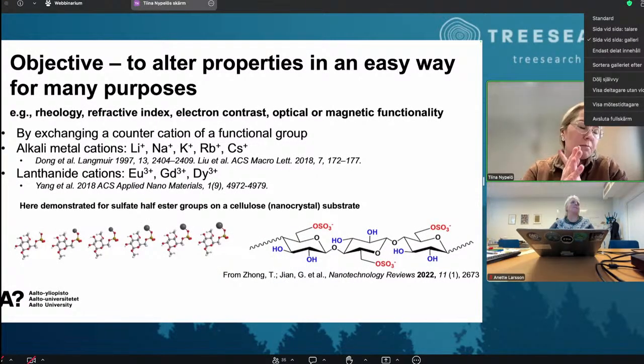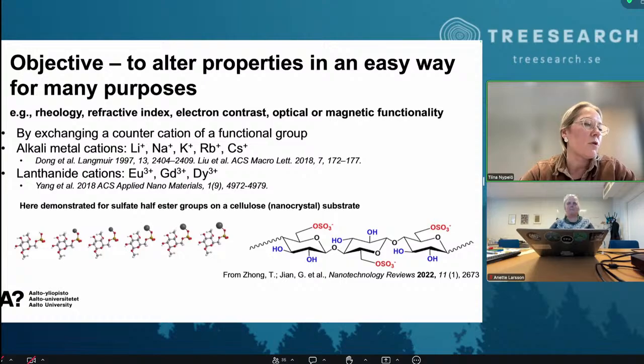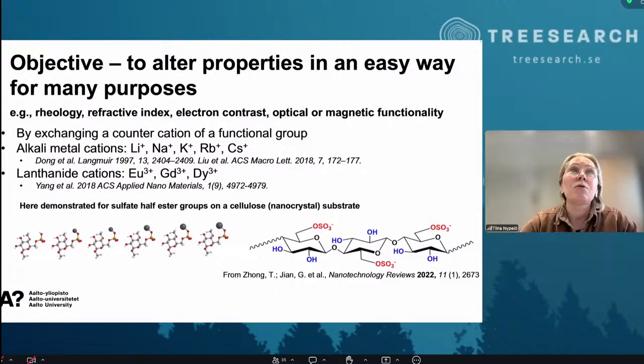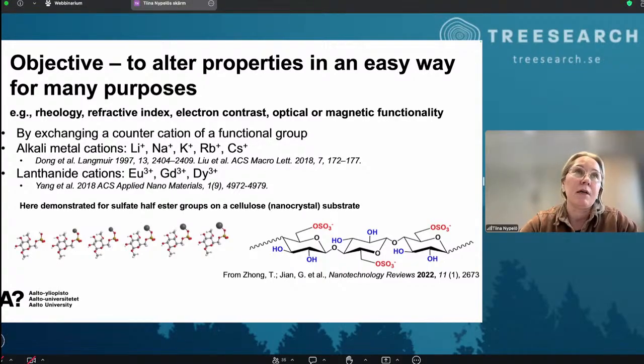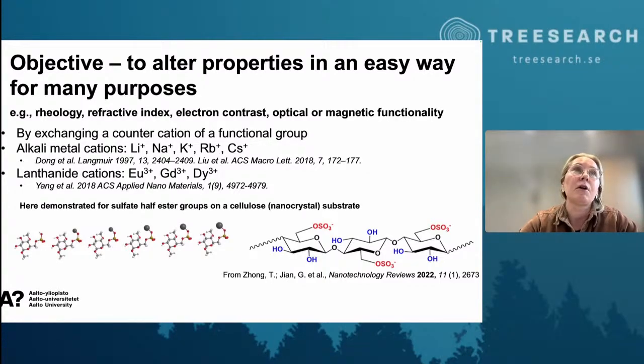Another motivation with this cation modification, so we're using a very simple approach, is to have an easy way to alter properties for many purposes. And for this objective of having an easy way to modify for many purposes, we cater to these by having a selection of different cations that we can introduce to cellulose.